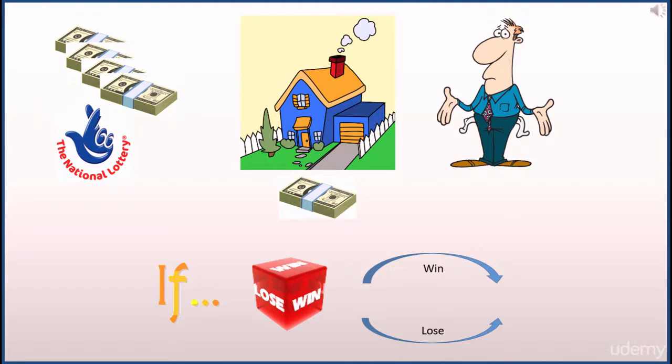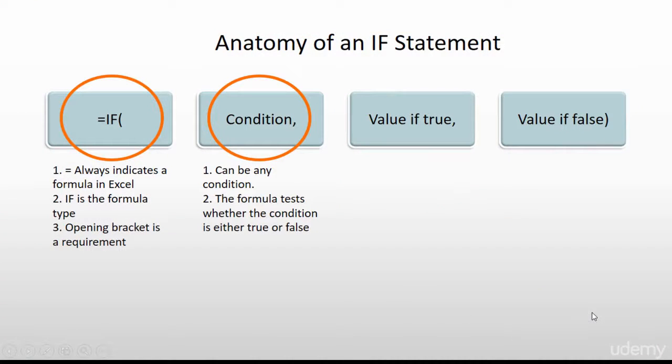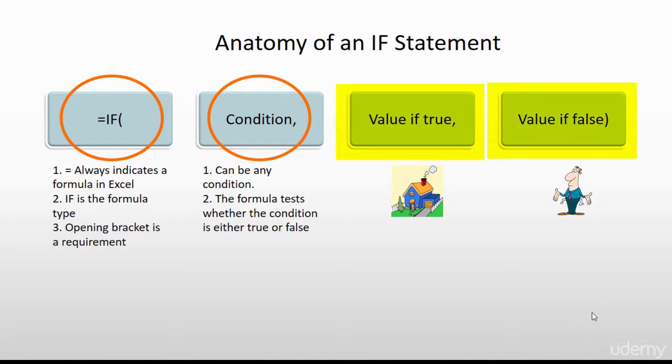So going back to the formula, the condition in this case is, did you win the lottery? Now we have to test the outcome of that condition, and depending on the outcome, we will either buy the house, which is the value if true part of the formula, or we stay where we are, value if false. Now generally speaking, in Excel we are performing tests which are numerical in nature. So let's look at a numerical example.